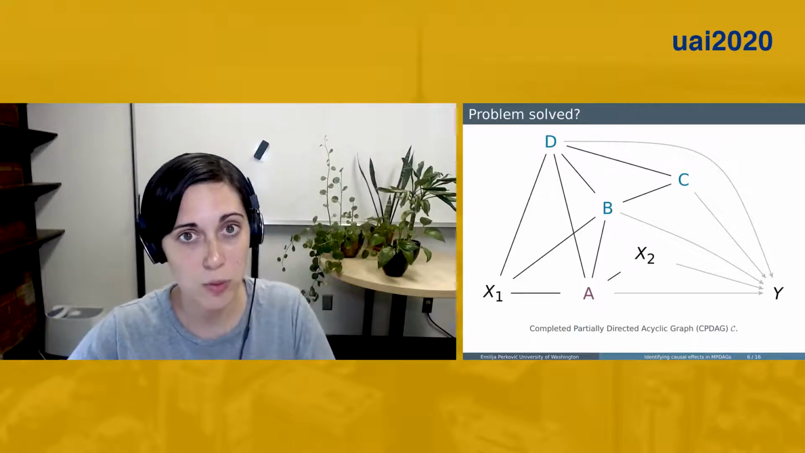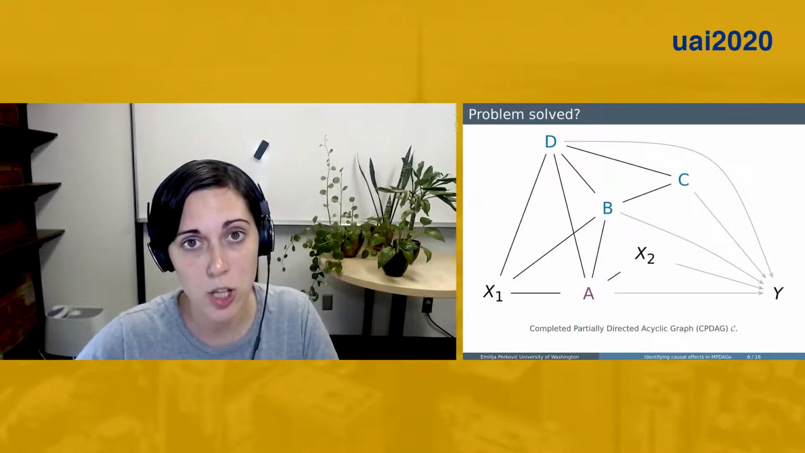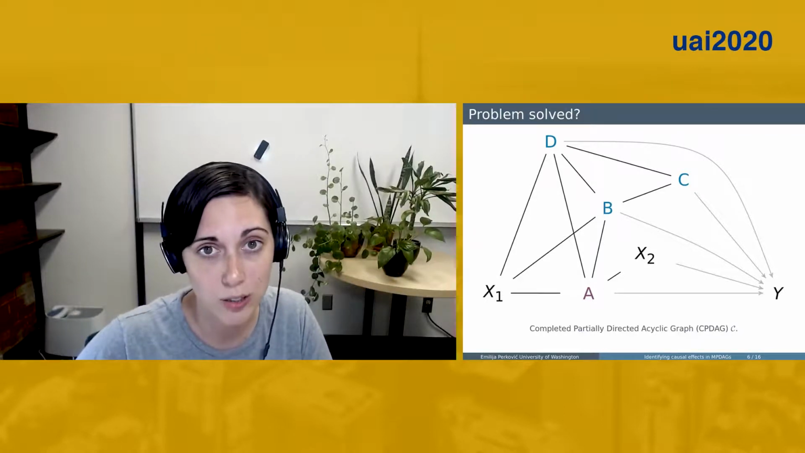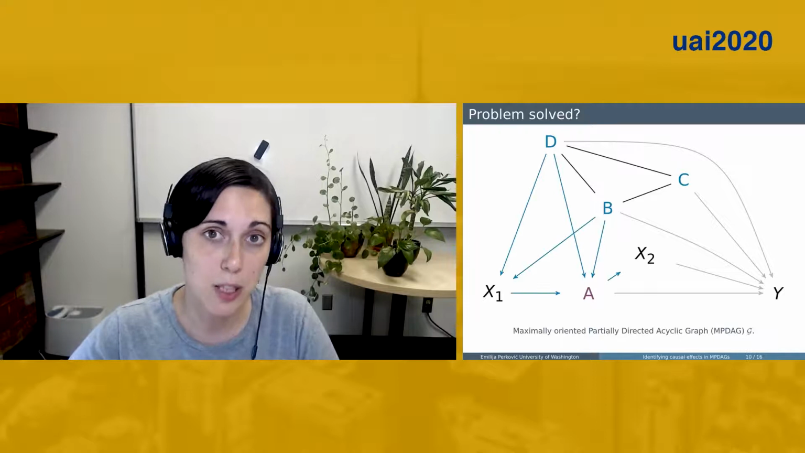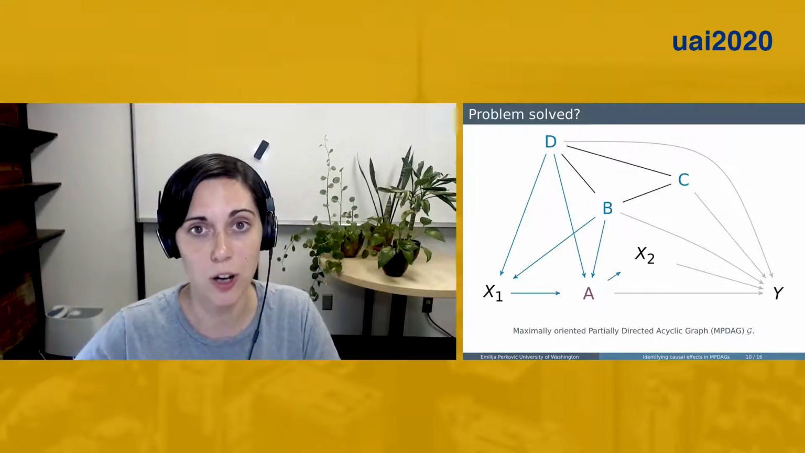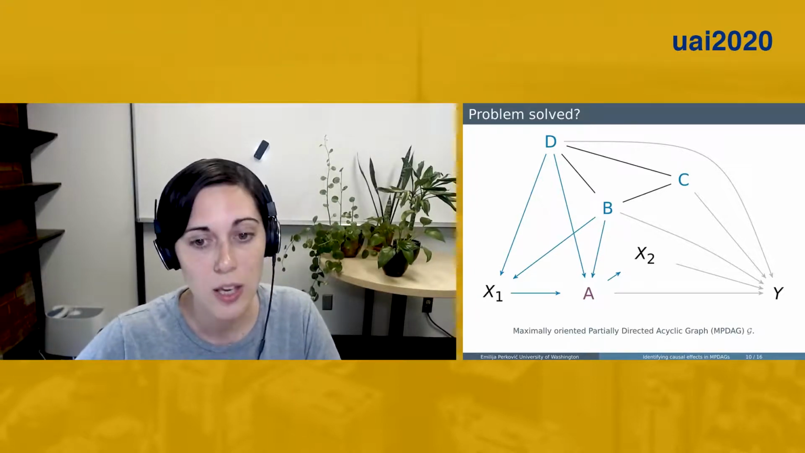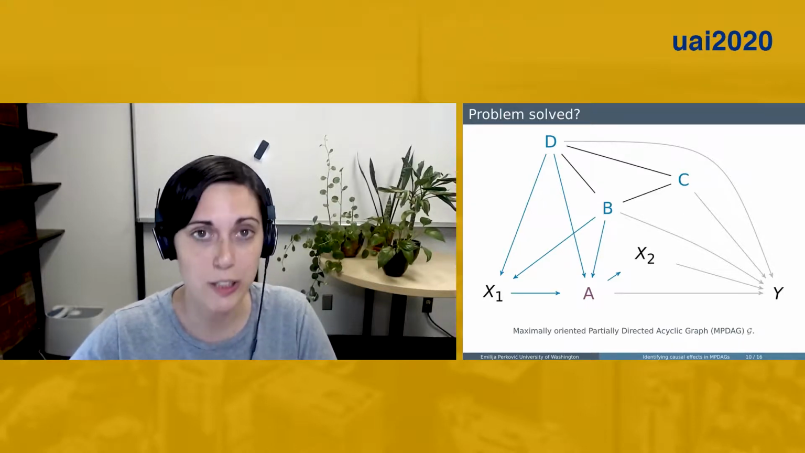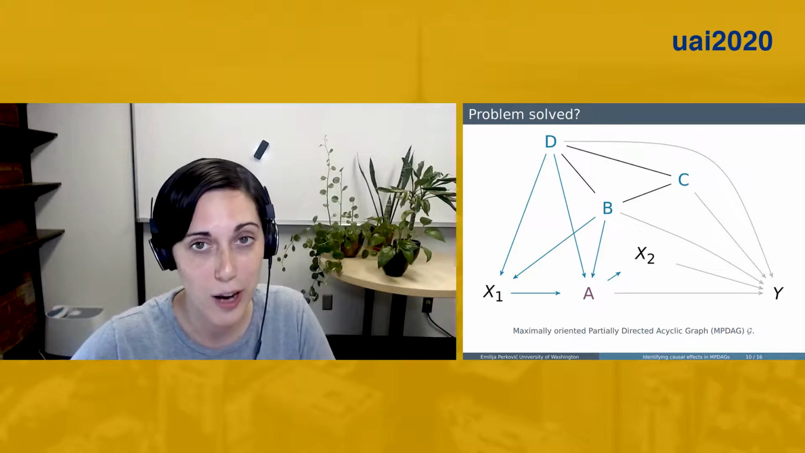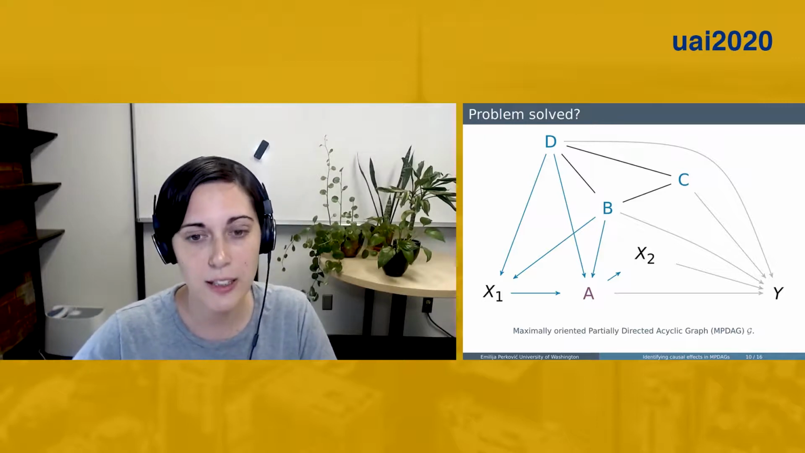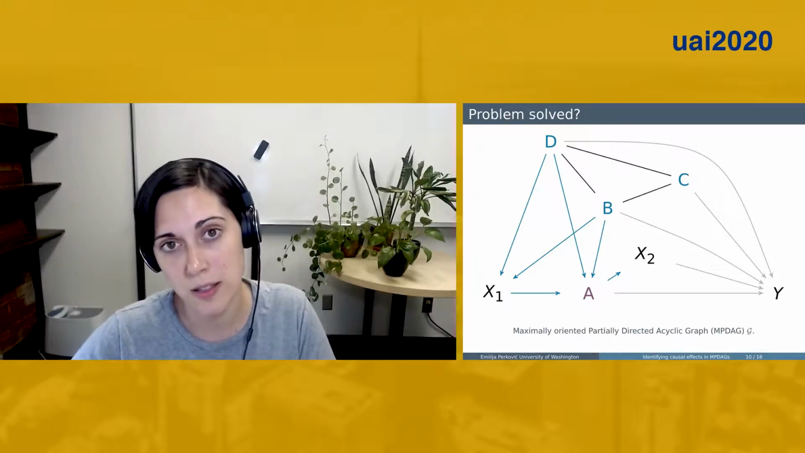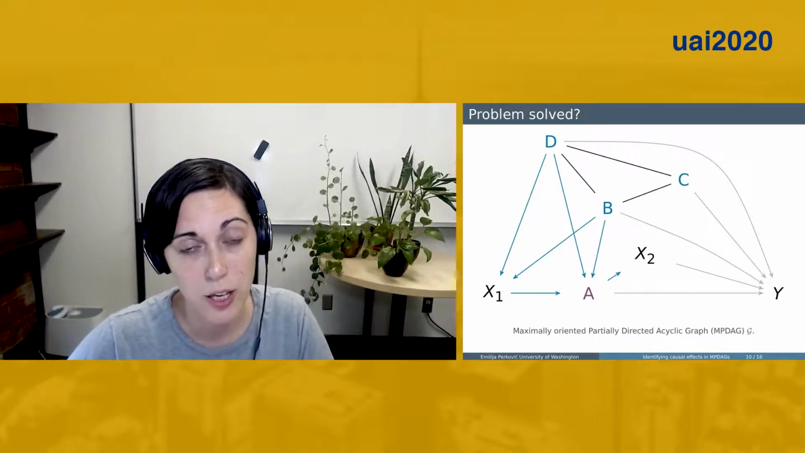Now, if in addition to observational data, you have some background knowledge, say from experts or some other restrictions that you can include as directed edges, you may end up with something like this. So here, the blue edges are background knowledge edges. So this graph is a type of maximally oriented, partially directed acyclic graph, or MPDAG. And this graph class is very general. It also subsumes CPDAGs and DAGs, which is why I focus on it in the paper.